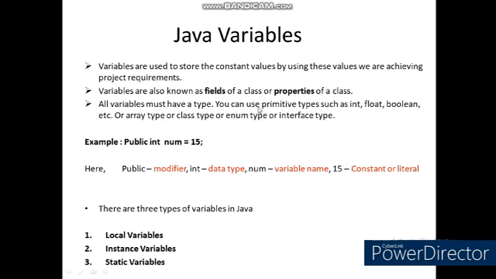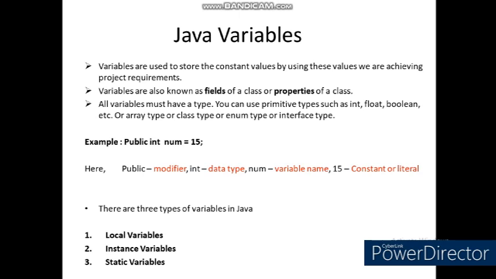So how do we declare a variable? This is one example where we declare an integer type variable num whose value is 15. Here public is a modifier, an access specifier. And int is the data type of the variable. It can be integer type, float type, or string type.